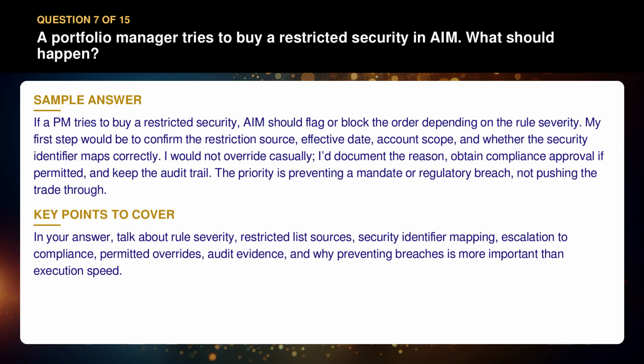In your answer, talk about rule severity, restricted list sources, security identifier mapping, escalation to compliance, permitted overrides, audit evidence, and why preventing breaches is more important than execution speed.